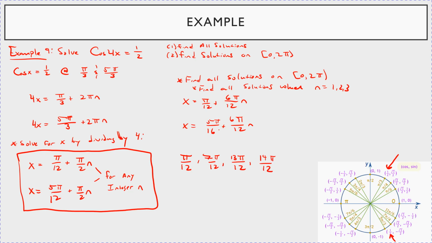Now I got to go down here, okay? I start with 5 pi over 12. Okay? And then add a 6 pi. 6 pi over 12 when n is equal to 1, okay? That gets me 11 pi over 12. When n is equal to 2, that gets me 12 pi over 12. Well, 12 pi plus 5 pi gets me 17 pi over 12. And then finally, when n is equal to 3, okay, I get 18 pi over 12 plus 5 pi over 12 gets me 23 pi over 12.